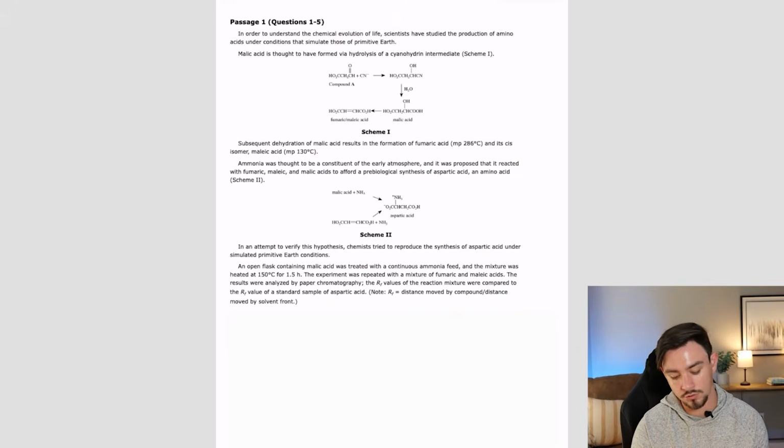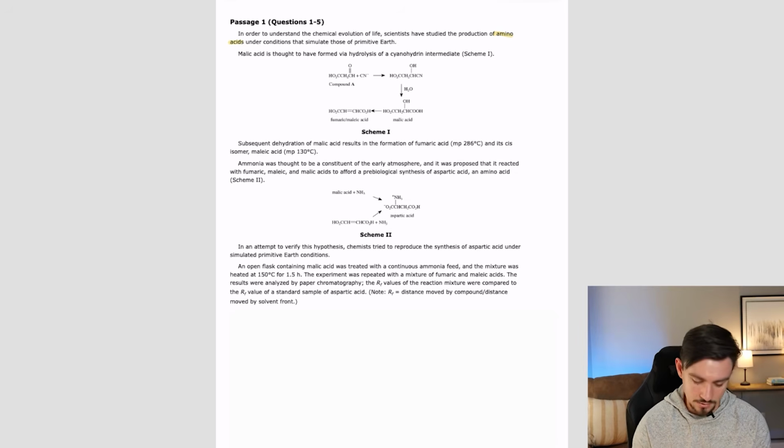Let's jump into it. First thing I do for every passage is I look to see if there's a title. There is not one on this passage, so then we jump into the reading. It says, in order to understand the chemical evolution of life, scientists have studied the production of amino acids under conditions that simulate those of primitive Earth. All right, so that's a basic science, right? Amino acids we talk about in our high yield programs. Everybody knows amino acids are one of the cornerstones of MCAT sciences.